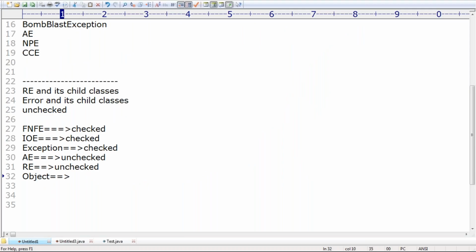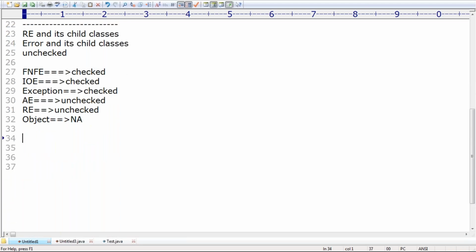Make sure, checked and unchecked, such terminology is applicable only for exceptions and errors, but not for normal classes. String, Object, StringBuffer are not exceptions. That's why such terminology is not applicable for them. Remember that. So this is about checked and unchecked.